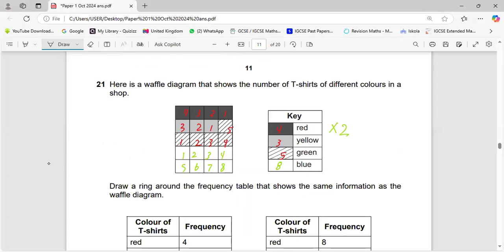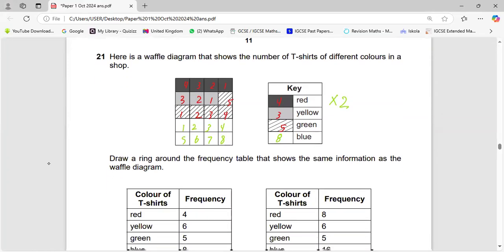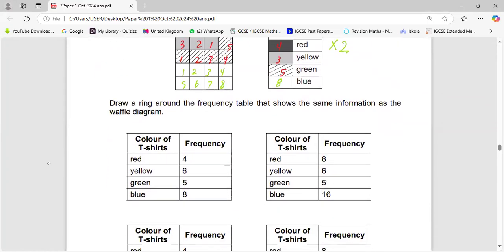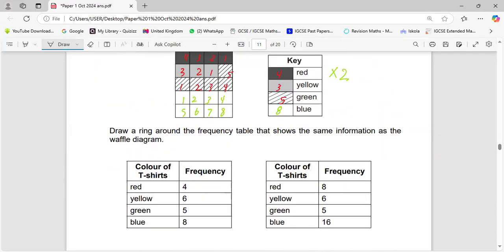If you count it, 3, and green like this. He asks you about something. Here we are given multiple choice. Draw a ring around the frequency table. What do I mean by frequency table? If you count them, you call it the frequency table.